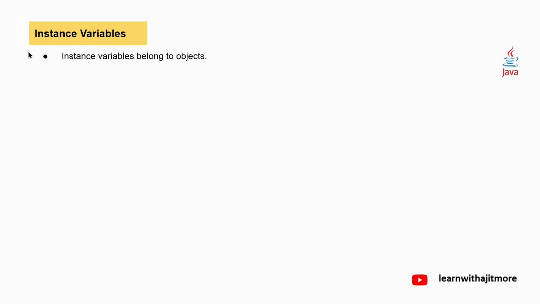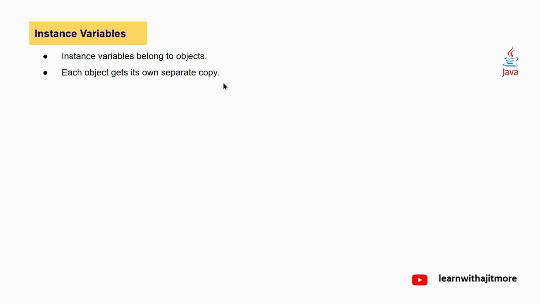Okay? So the points are clear. We will just go through that. Then we will go to the second type, and then static type, and then local variable. Instance variables belong to objects. This point is clear. These are the variables which are separate for each object. They are never shared. It is a separate copy for every object. Each object gets its own separate copy.